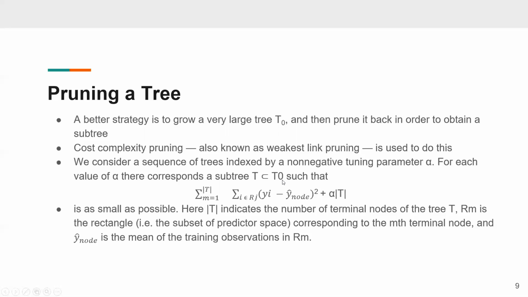Remember, T is a subset of T0. And Rm is a rectangle, a subset of the predictor space corresponding to the mth terminal node. And y-hat of Rm is the mean of the training observations in Rm. So we have a subtree, and then in this tree, we calculate those quantities, and then we want to make sure this is as small as possible, so that we pick the best tree among all the subtrees of T0.